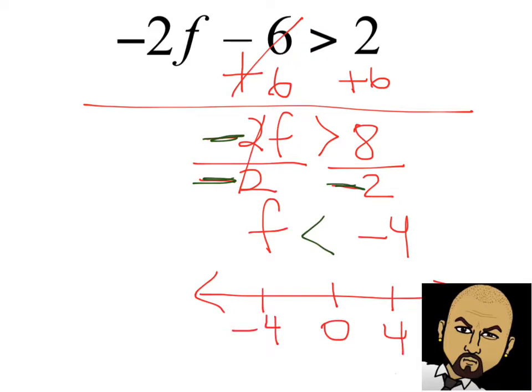Now let's graph it. Is negative 4 part of our solution? No, it is not. And because of that, we have to do an open circle. Now we have to shade. Where are the values of f that are less than negative 4? Well, they're going to be to the left of negative 4, so we shade to the left. All right, hopefully I'm not going too fast, but this should be all review from equations.